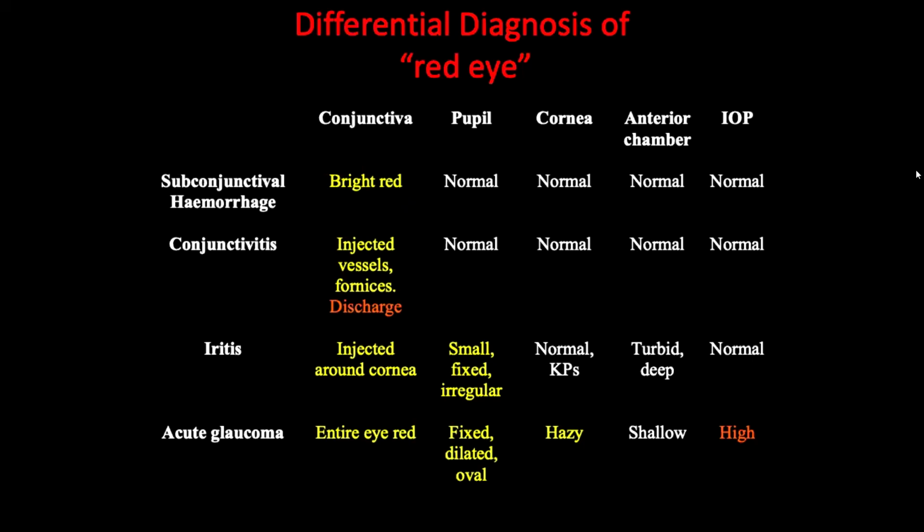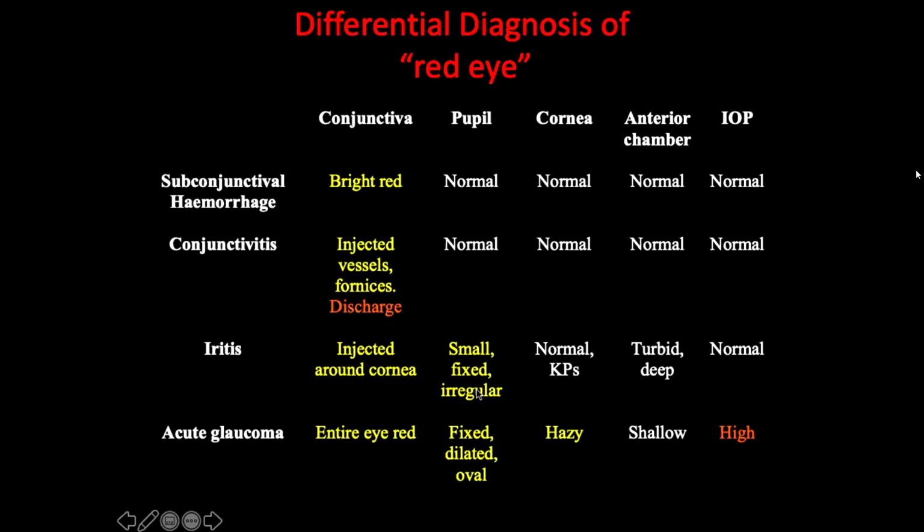Okay, 2 minutes. So this is what you have to do now. Conjunctiva, pupil, cornea, anterior chamber, IOP. What will happen in different conditions? That is how you can differentiate a red eye. So subconjunctival hemorrhage, what will happen? Will the pupil be normal, cornea normal, anterior chamber normal, IOP normal? Conjunctivitis, what happens? Iritis, what happens?